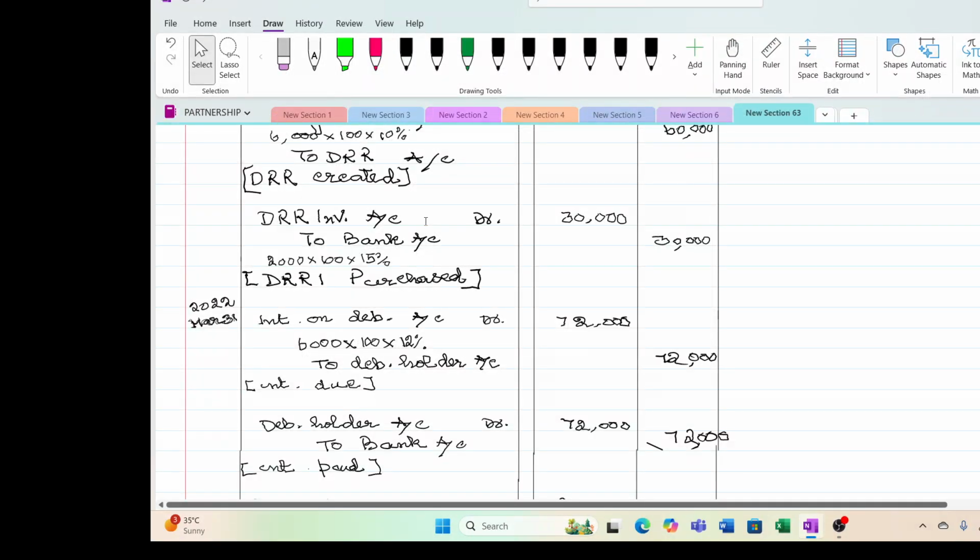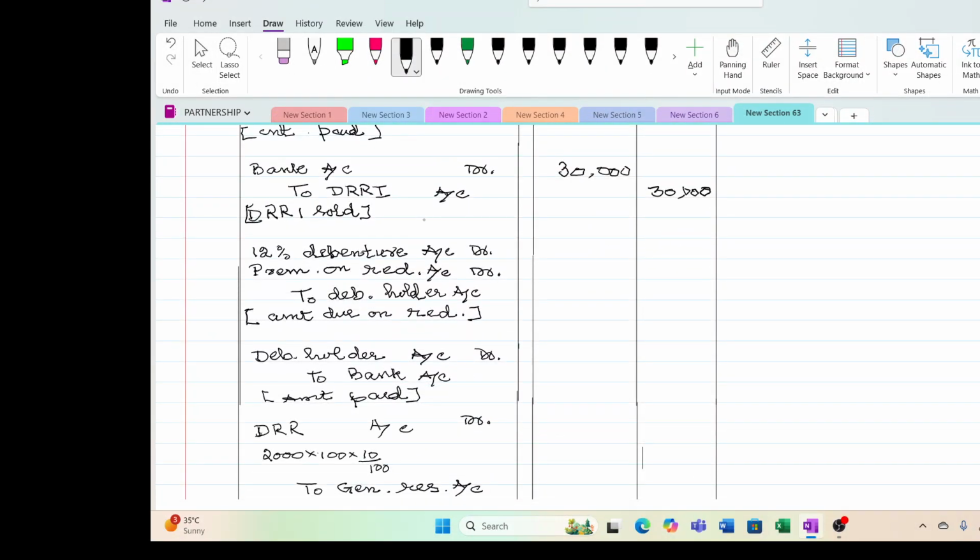See here we have created for 30,000. So now we are going to redeem the debentures. How much? 2,000. So 2,000 into 100 will be your 2 lakh. So how much we have to make payment of premium? 20,000. That is 10% of the 2,000 debentures, that is 2 lakh. So now the debenture holders' due is 2 lakh 20,000. Now we are going to make the payment.